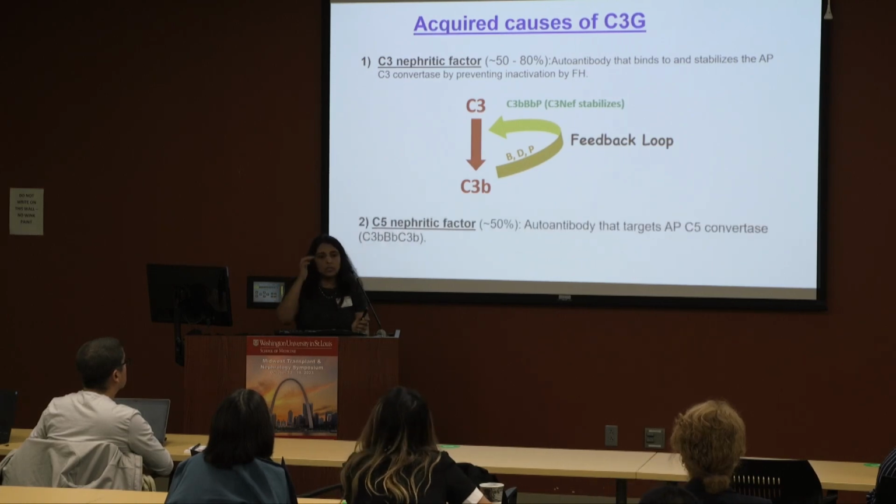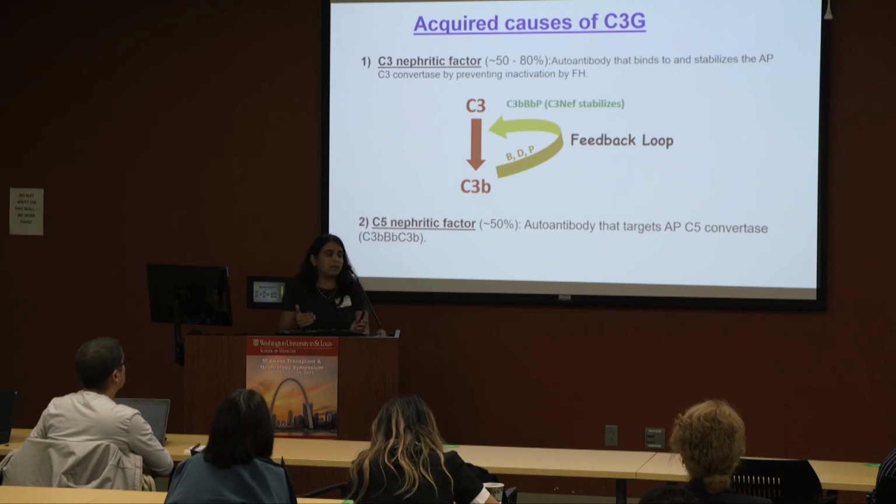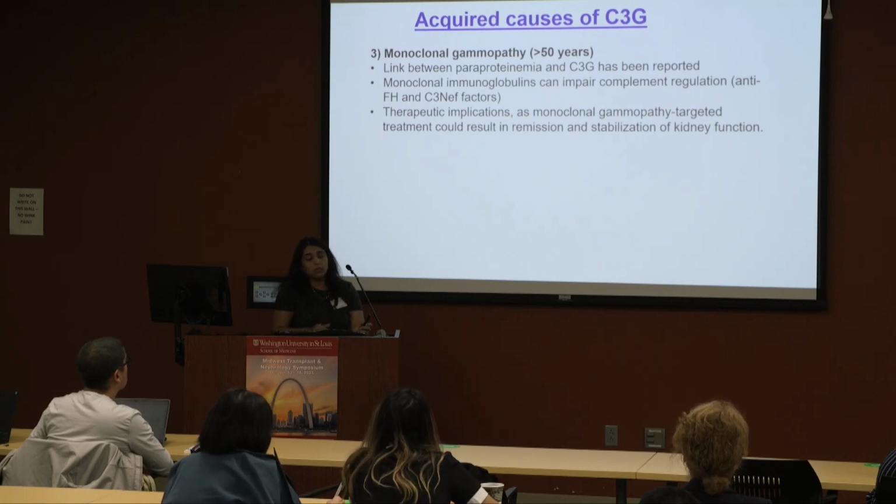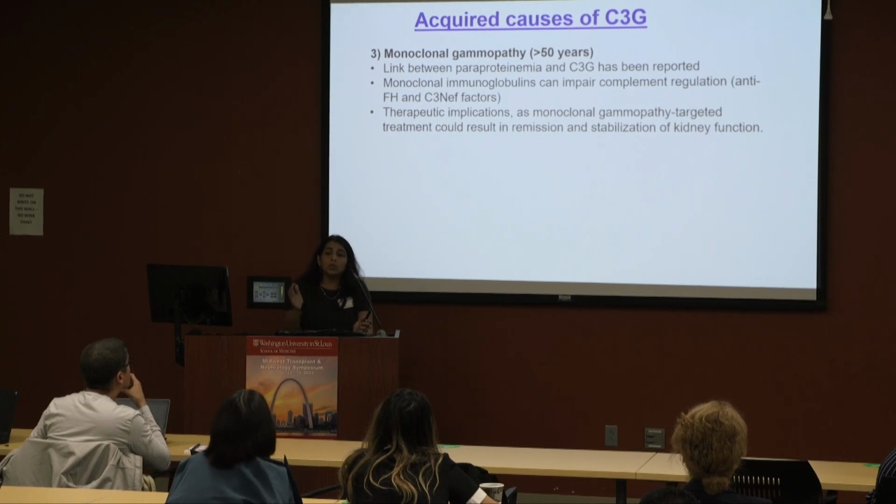In about 50% of patients, you may identify a C5 nephritic factor, which is an autoantibody against an enzyme which is further downstream in the complement pathway called the C5 convertase. A well-established association now of C3G is with monoclonal gammopathy. Importantly, in older patients who have been diagnosed with C3G, it is critical to identify if they have a monoclonal protein.